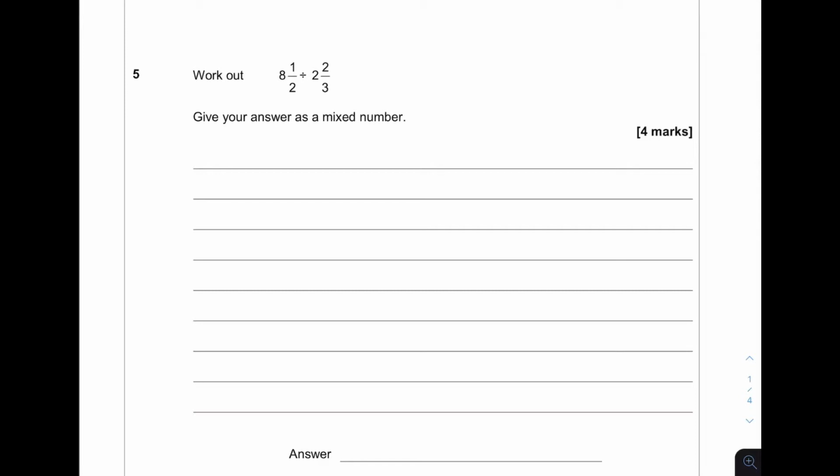In this video, we're going to be looking at question 5 from the November 2018 paper for higher GCSE mathematics with AQA. The question asks us to work out 8.5 divided by 2 2/3 and to give an answer as a mixed number.